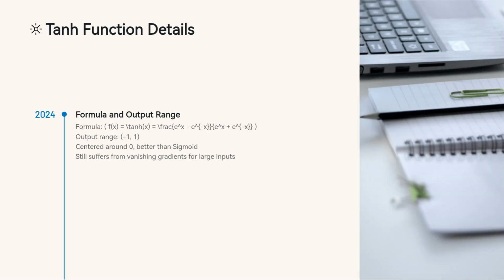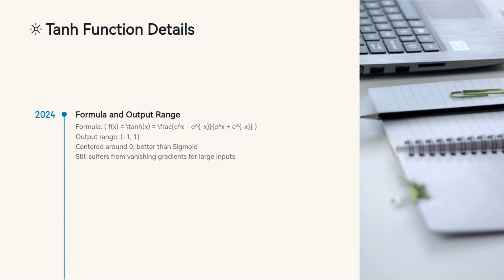The Tanh, hyperbolic tangent function, is another popular activation function, and it is mathematically similar to the sigmoid function. The key difference is that Tanh has an output range of -1 to 1, making it centered around 0. This centering can help improve training by ensuring that the activations of the neurons are more balanced, which can lead to faster convergence compared to sigmoid. The formula for Tanh is f(x) = tanh(x) = (e^x - e^(-x)) / (e^x + e^(-x)), and it also exhibits an S-shaped curve, similar to sigmoid.